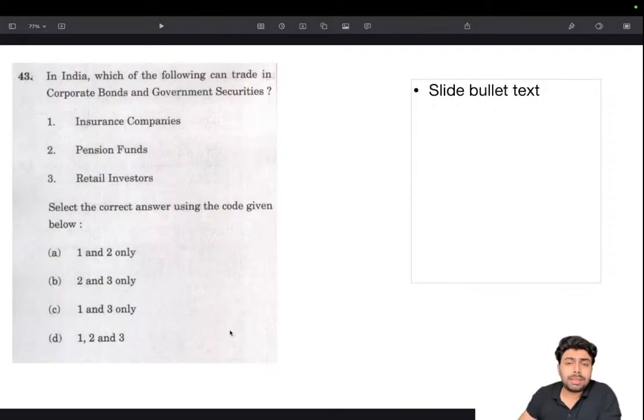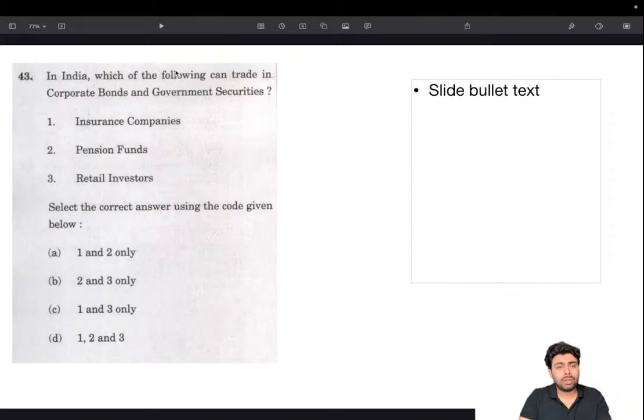The first one: in India, which of the following can trade in corporate bonds and government securities? This question is outright factual in nature, as there is very little logic and concept you could apply, but we could do something about it, okay? Not that we are completely out of hope in this question, but to arrive at the actual answer, you need to have some level of actual knowledge and current affairs awareness.